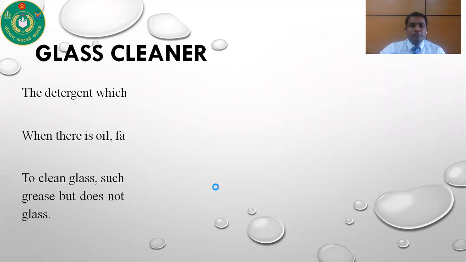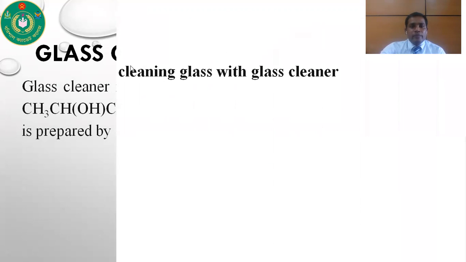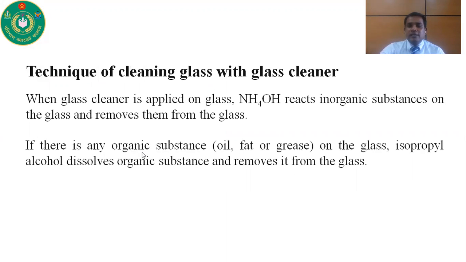So that's why in the case of glass cleaner, we use isopropyl alcohol and ammonium hydroxide. The mixture of isopropyl alcohol and ammonium hydroxide is called glass cleaner. So, the technique of cleaning glass with glass cleaner. When glass cleaner is applied on glass, ammonium hydroxide reacts with inorganic substances on the glass and removes them from the glass. And if there is any organic substance, that means oil, fat or grease on the glass, isopropyl alcohol dissolves the organic substance and removes it from the glass.